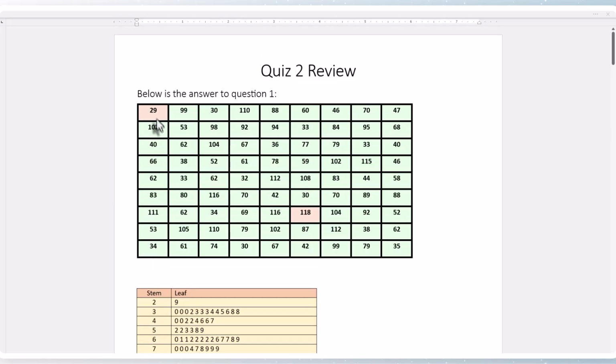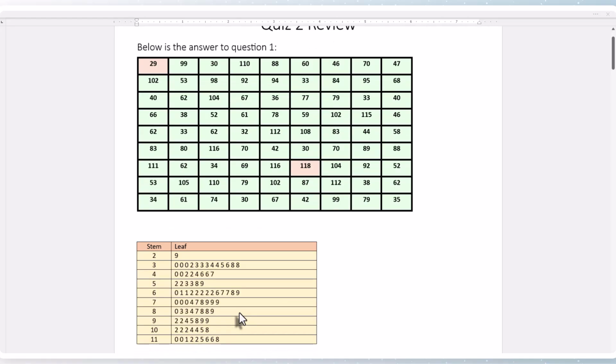So the first number is 29. There's no other numbers with stem 2. So we would write it as 2 and a 9. For stem 3, we have to locate all the numbers that are 30s and represent the leaves in numerical order. And we would repeat this process for all the other numbers until we've completed our stem and leaf plot.